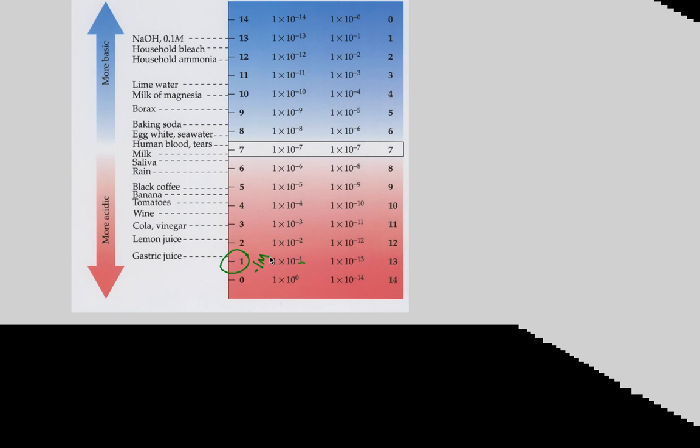Okay, now let's go to the other end. And guys, let's go all the way up here and let's just do pH 13, which is 0.1 molar sodium hydroxide, which is functionally like oven cleaner. And guys, we understand that this 0.1 molar is actually this. That is the concentration of hydroxide.